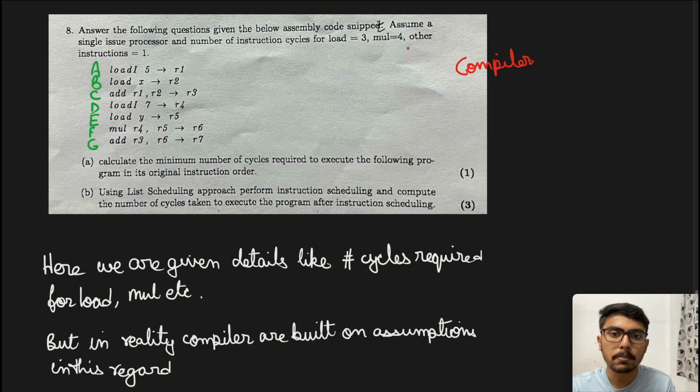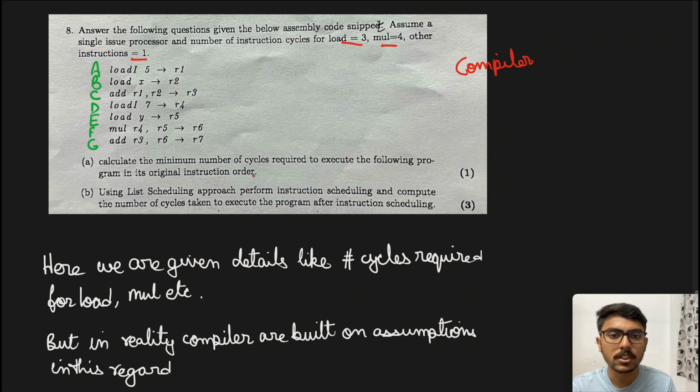In the assembly code snippet, assume a single issue processor, and the number of instruction cycles for load is 3, multiply is 4, and other instructions is 1. Then we are given some assembly level code, and we are asked to calculate the minimum number of cycles required to execute the following program in its original instruction order. The second part: using the list scheduling algorithm, perform instruction scheduling and compute the number of cycles taken to execute the program after instruction scheduling.